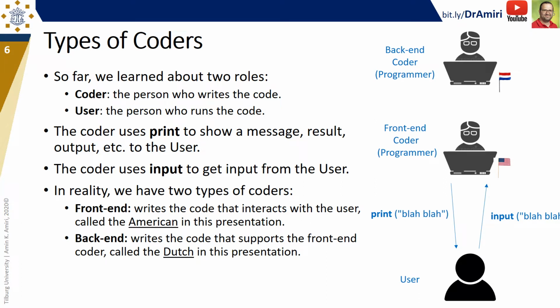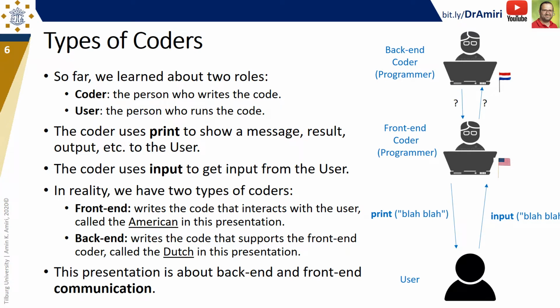Backend coder is the type that you're going to learn about in this lecture. He is the coder that writes the code that supports the front-end coder. So for some codes, the front-end coder, the American coder, perhaps does not know how to do that, or he doesn't have time to do that. He uses the code that is created by the backend coder. For the sake of this presentation, we call the backend coder the Dutch coder.